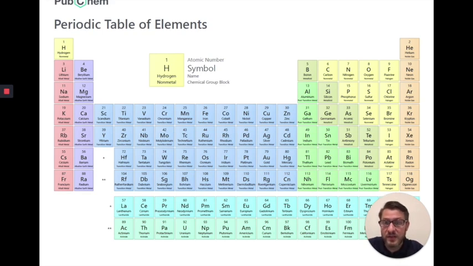Now, the periodic table is arranged in a very particular way, and we talked about this yesterday. We have horizontal rows called periods, and we have vertical columns called groups. The scientists that developed this periodic table drew it in a very particular way to help us understand how atoms interact when they come in contact with other atoms.